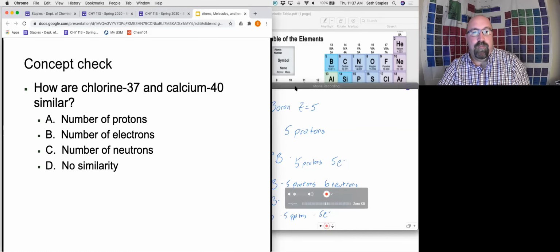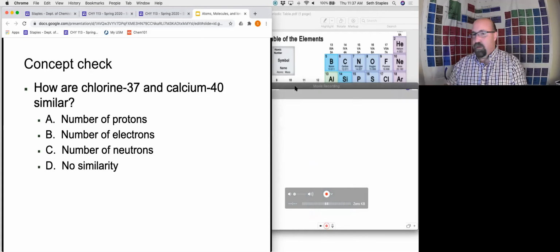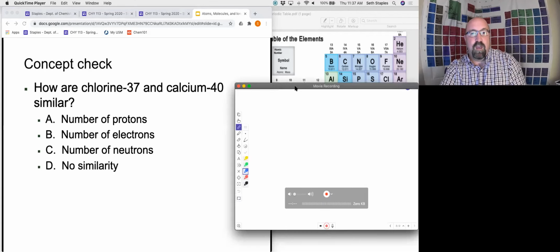So now another one. How are chlorine 37 and calcium 40 similar to each other? Again, pause the video, try to go through an analysis similar to what we just did and see if you can come up with how these two isotopes are similar.